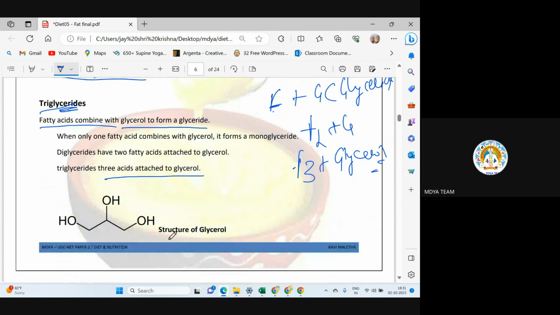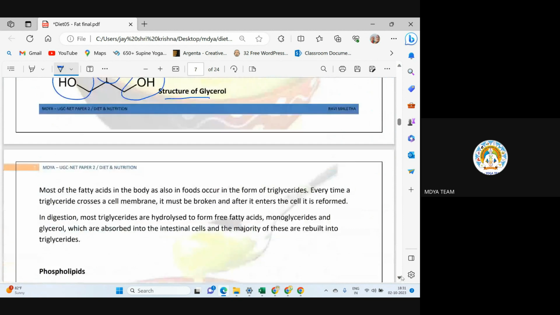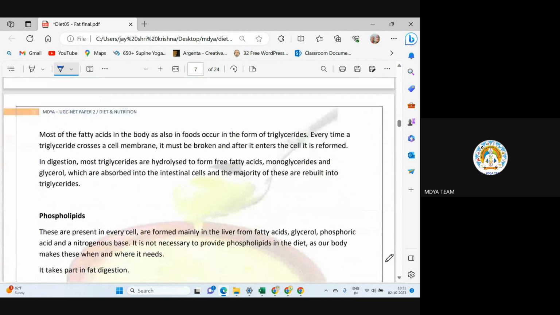And this is the structure of glycerol. In this glycerol, three fatty acids: this is one fatty acid, this is another fatty acid, and this is another fatty acid. All these are connected with one glycerol molecule, so we call it triglyceride. So this is also important. Sir, can you move a little bit up to the structure?